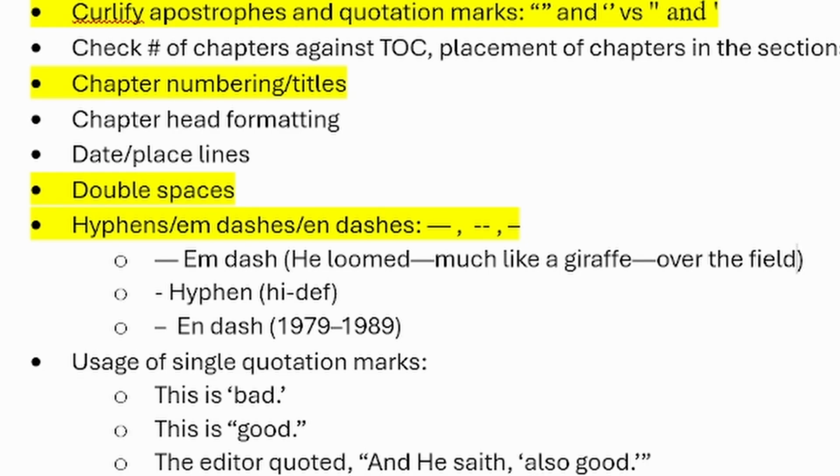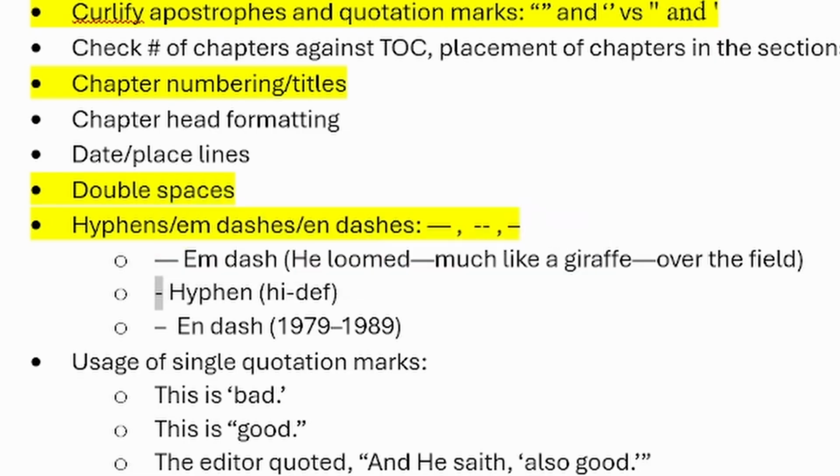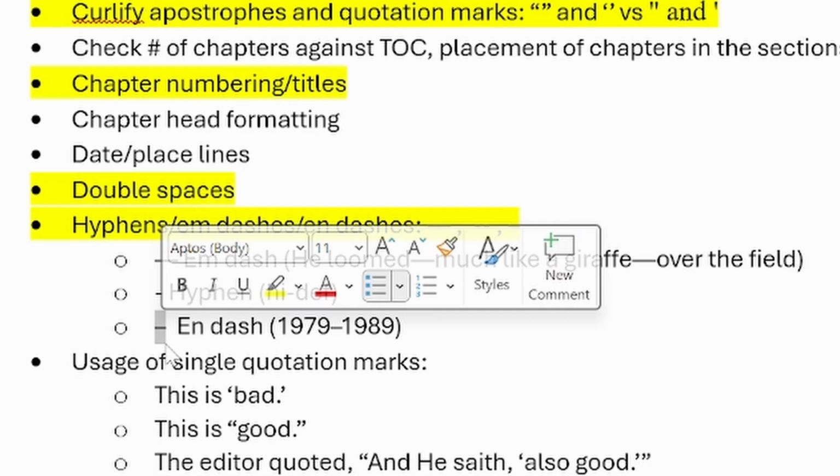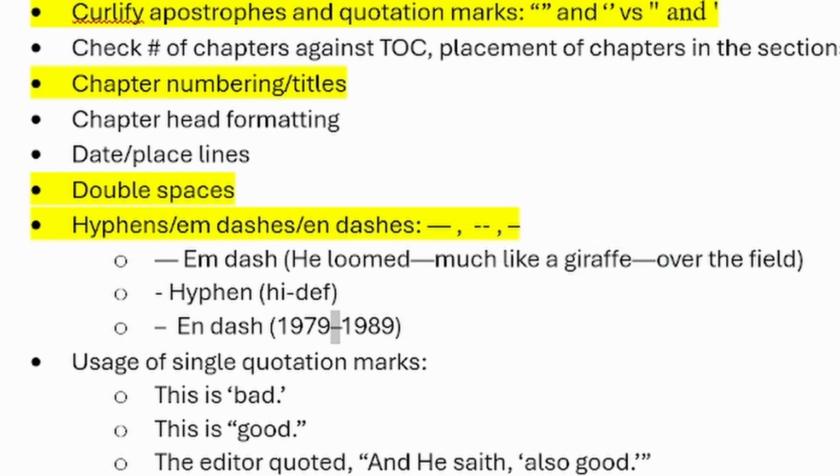A hyphen is the smallest dash, and it's used to connect two different words. An en dash is the middle-sized dash. It's the width of an N, and usually it's used to link two ranges of numbers. So em dash is for most things, en dash is for numbers.